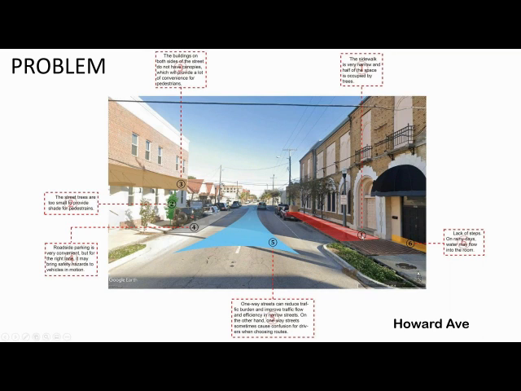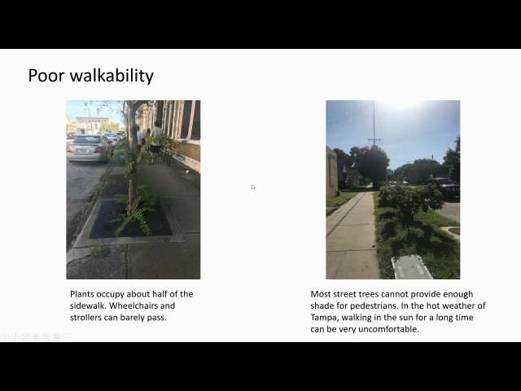So the main problems, like what I said, are the sidewalks, trees, and canopies, lack of bike lanes, and too much street parking. This is a problem for the walkability. From this picture, we can see the plants occupy about half of the sidewalk, so this space just allows a wheelchair or a stroller to pass.